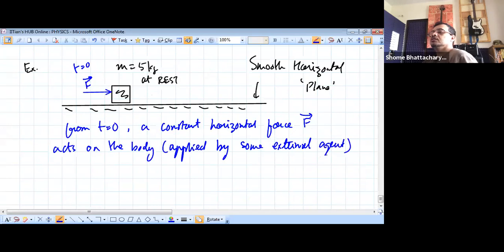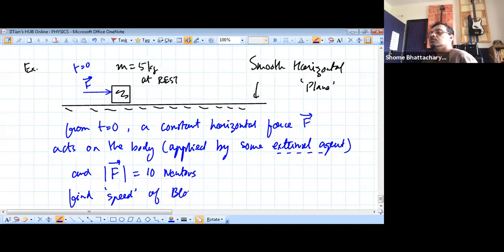So might be somebody pushing it, or could be, this is a charged body and there's some electric field. So that electric field is applying a force on it, whatever. We are not concerned with who the external agent is. But the magnitude of that force is, let us say, 10 newtons. So we have to find the speed of the block at t equal to 10 seconds. T equal to 0 onwards, the force starts acting. So what is the speed of the block after 10 seconds?